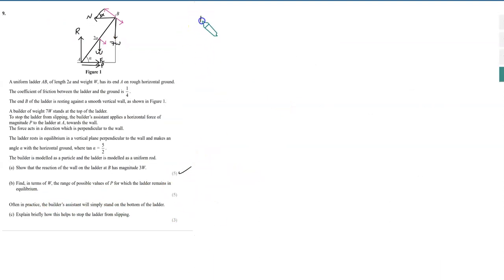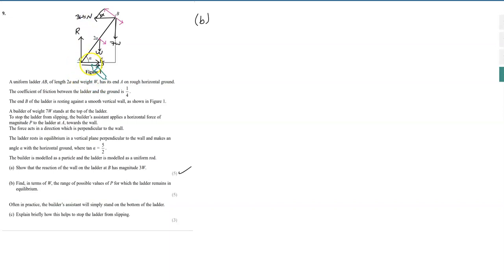Okay, so to part B then. Find in terms of W the range of possible values of P for which the ladder remains in equilibrium. What do they mean by this? Well, P could vary. So we worked out in the previous part of the question what the normal reaction was, 3W. So we know that that force there is 3W.